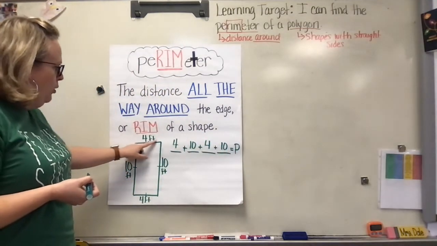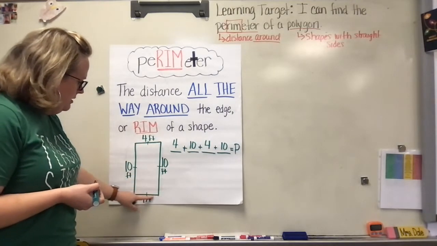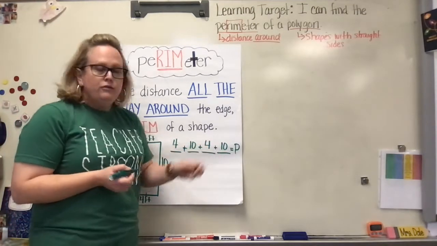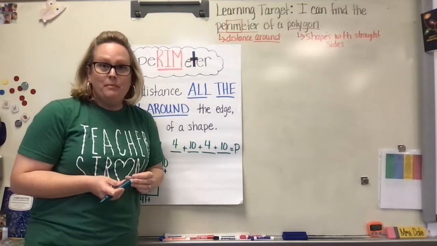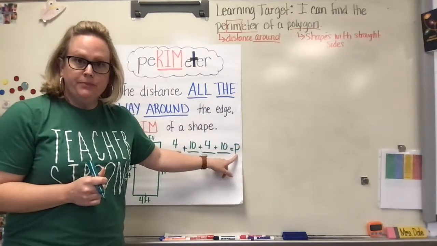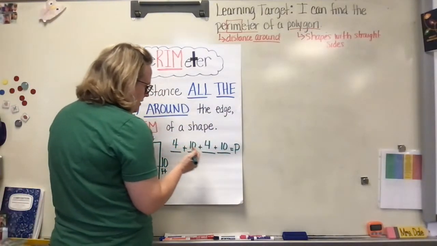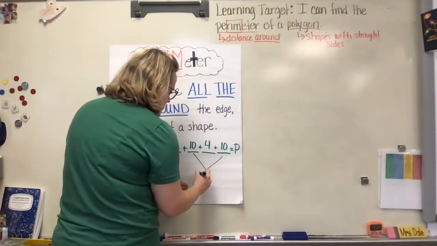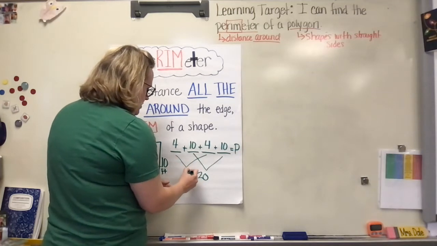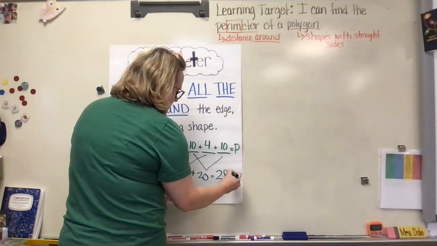So to go along the whole perimeter of this rectangle, I have to do 4 sides: 4, 10, 4, and 10. If I add up all 4 sides that make up the edge or the rim of this polygon, I'm going to find the perimeter. Let's do it. I like to look for numbers that go together easily and friendly. So I see 10 and 10 is 20. And 4 and 4 is 8. So my perimeter is 28.